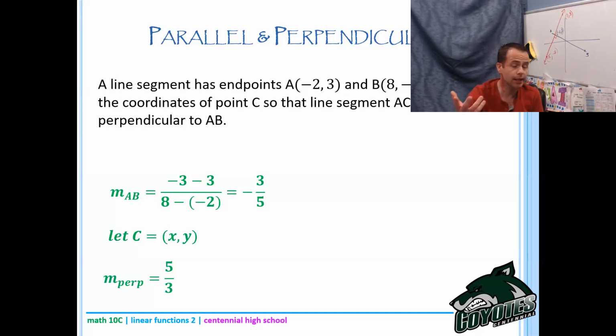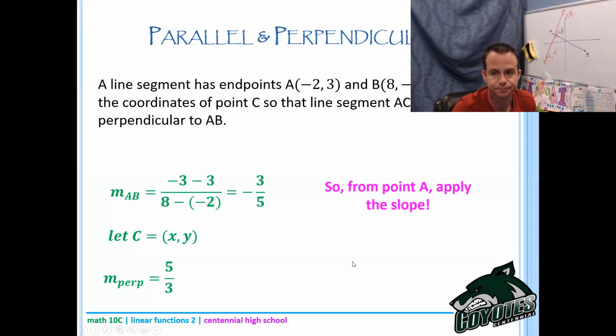Technically, there's an infinite amount of options for C because you could keep doing that. You could just keep applying the slope and get point after point after point. So those were my 2 options that I just showed you visually for C.